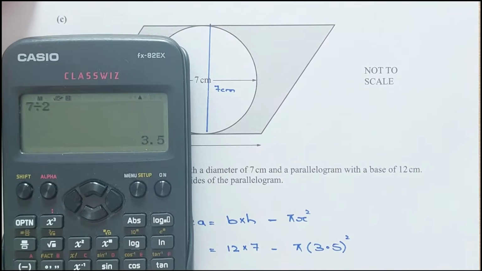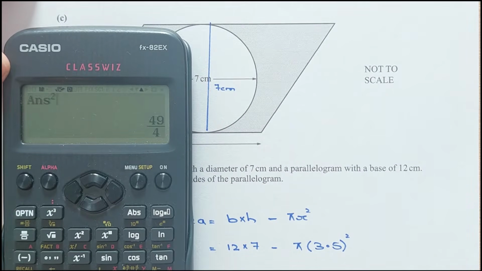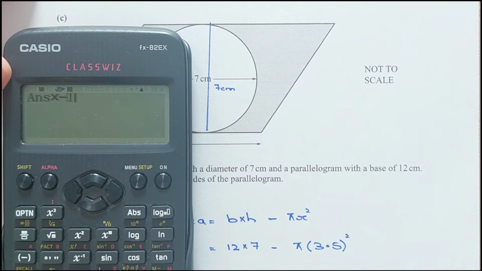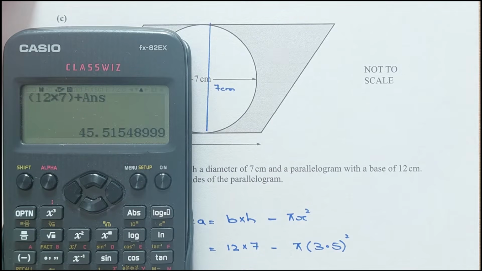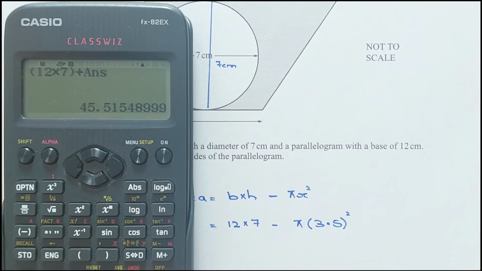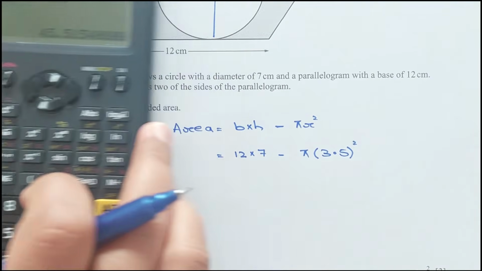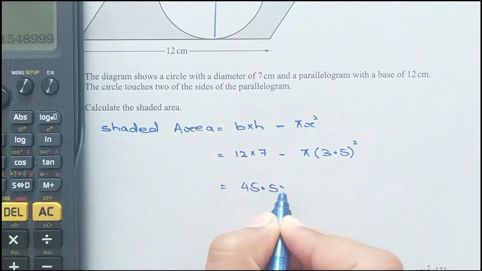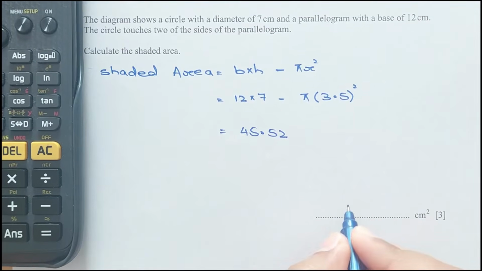Now let me calculate this. 3.5 squared times pi times negative 1, plus the bracket 12 times 7, and add the answer. This is 45.51, or 45.52 we can say. Square centimeters is the shaded area. 45.52 square centimeters.